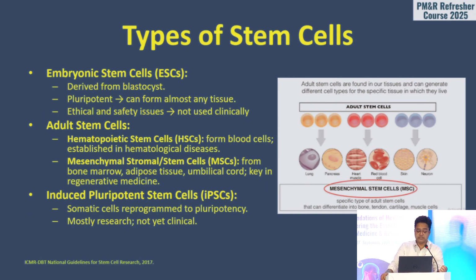Types of stem cells. These are the embryonic stem cells, derived from the blastocyst. They are pluripotent and can form almost any tissue, but because of ethical and safety issues they are not used clinically. Adult stem cells: HSCs form blood cells and are established in hematological disease, and mesenchymal stem cells from bone marrow, adipose tissue, and umbilical cord are key in regenerative medicine. And induced pluripotent stem cells, somatic cells reprogrammed to pluripotency, are mostly research, not yet in clinical use.